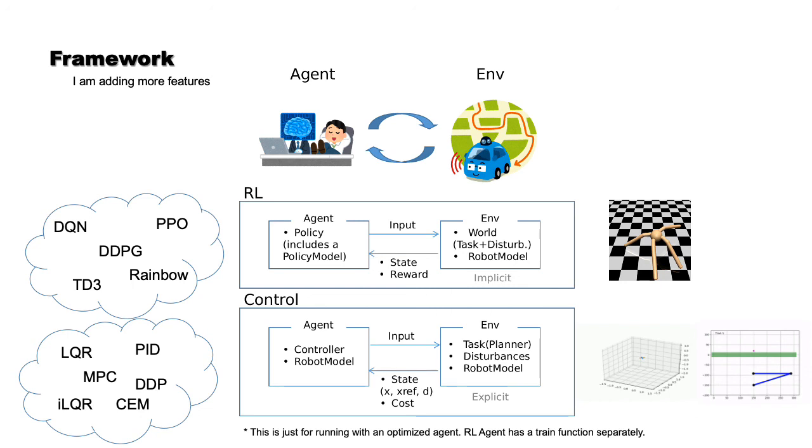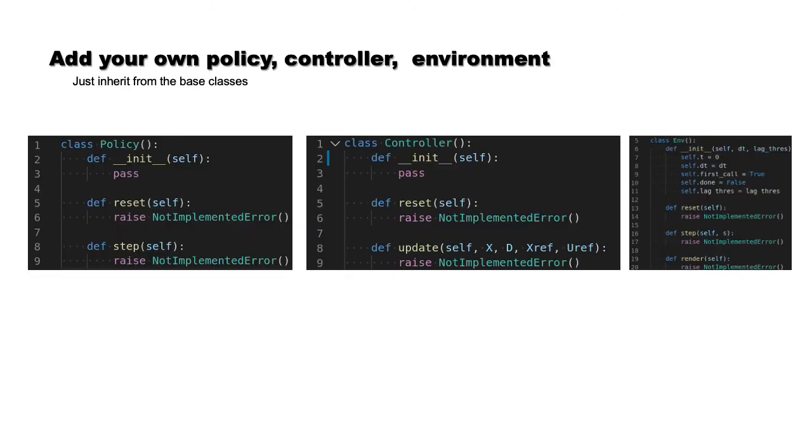I made this framework because the problem does look the same between RL and control. It's just that RL has a train function and a train loop separately. However, to interact with the environment, the control agent and RL agent do look the same, and I wanted to compare these two different kinds of methods. I made this library. And you can also add your own policy, controller, and environment if you want to.